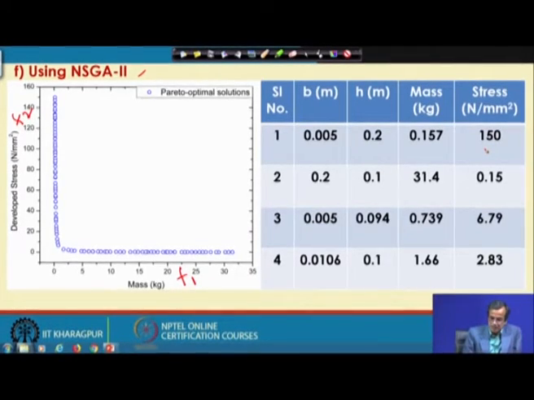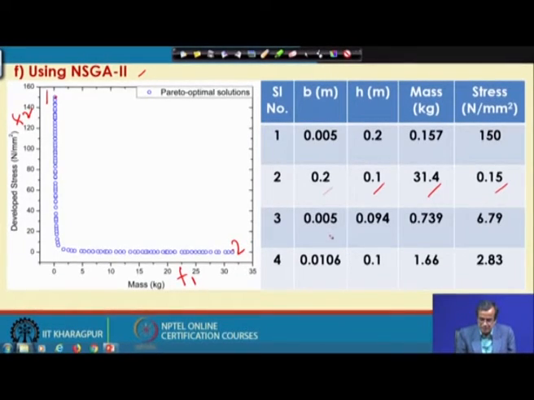Now, here corresponding to this solution 1, this is the point, this is the solution corresponding to solution 1. So, this is one extreme solution lying within the feasible range on this Pareto optimal front. Now, another feasible, borderline solution could be this, and this might correspond to the second solution, that is B is 0.2, H equals 0.1, mass is 31.4 and the developed stress is 0.15. So, this could be the second solution.